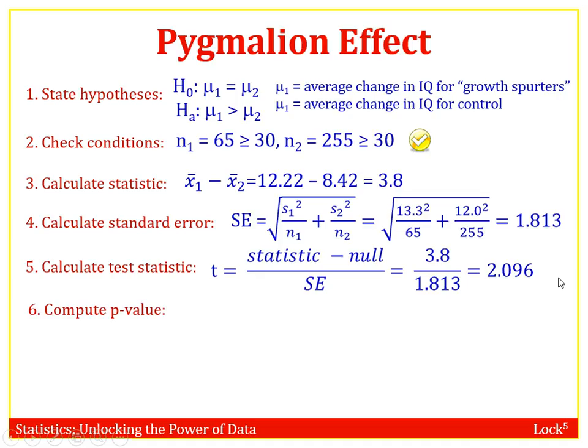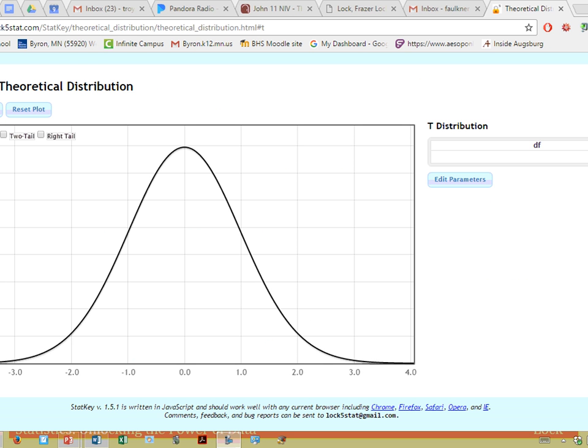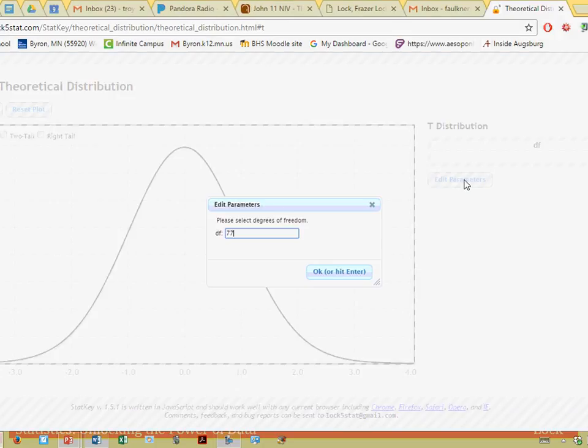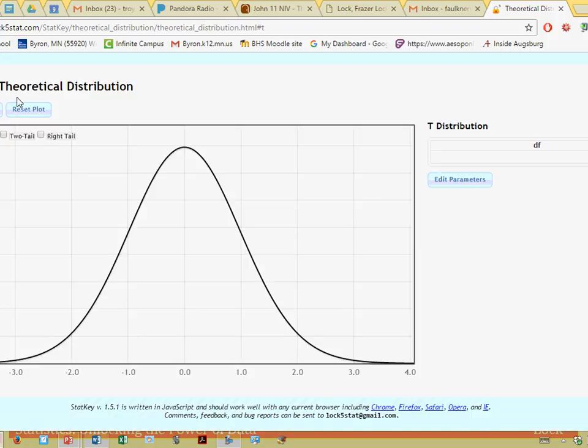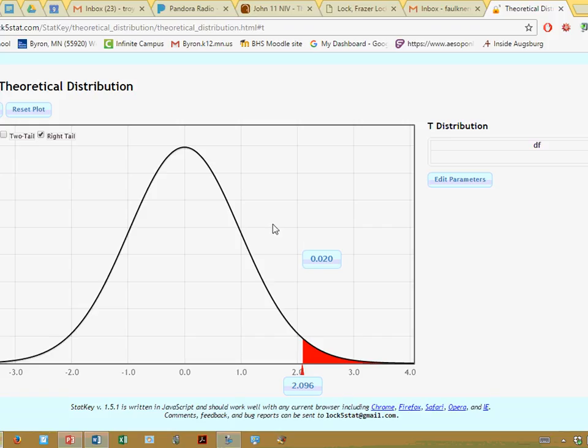So now we're going to go ahead and calculate our p-value. Our degrees of freedom is always one smaller than your smallest sample size. And because we're looking for greater than, we're looking for the upper tail. And we get a p-value of 0.02, and that would come from StatKey. So we would go to StatKey, hit the t-distribution at the bottom center. We would enter in our degrees of freedom, which was 64. We had an upper tail, and then we would enter in our test statistic. And we get our p-value being 0.02.